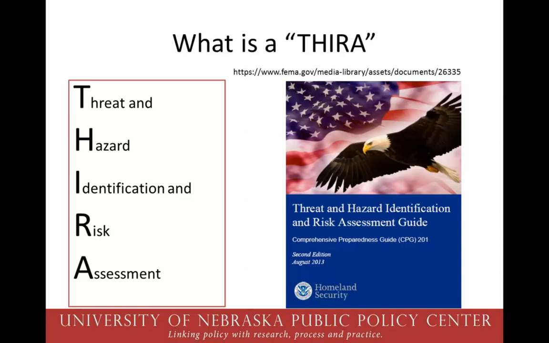THIRA is an abbreviation for Threat and Hazard Identification and Risk Assessment. The Department of Homeland Security first issued guidance for the THIRA process in 2012. Each state was required to complete this standardized process in order to continue receiving grant funding from Homeland Security. The second edition of the THIRA guidance was issued in April of 2013.